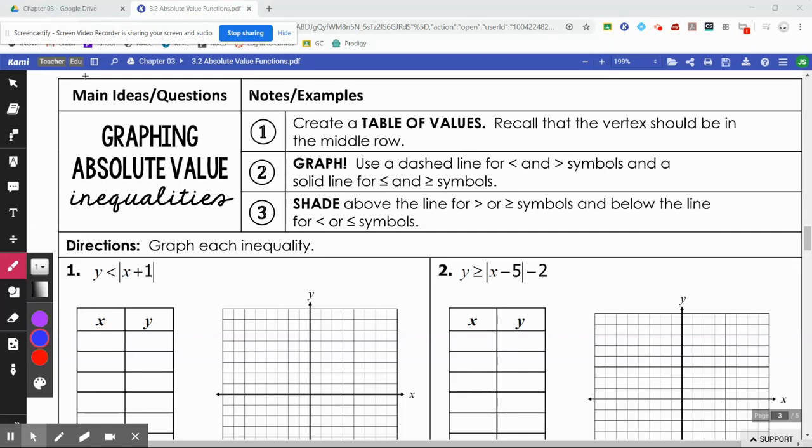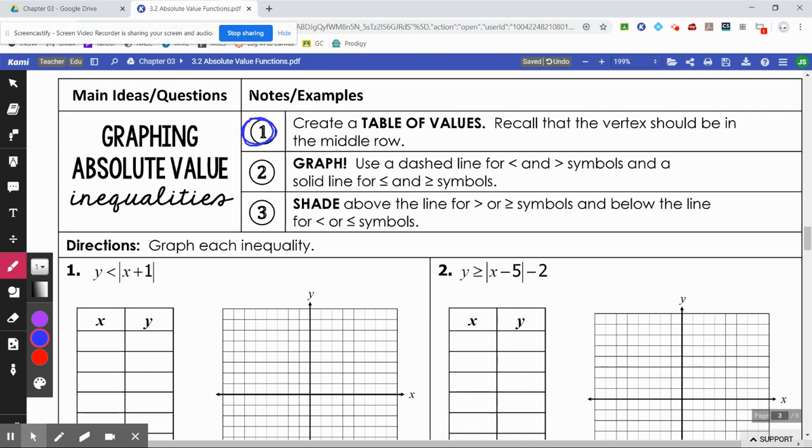Okay, in this section, we're again going to just combine two of our previous lessons. We're going to graph some absolute value inequalities. So we're going to combine the lesson that we just did about how to graph absolute value equations, and we're going to go back and remind you, okay, with inequalities, we're just going to shade either above or we're going to shade below. So we're going to create the table of values just like we just did in the last lesson. We're going to graph.